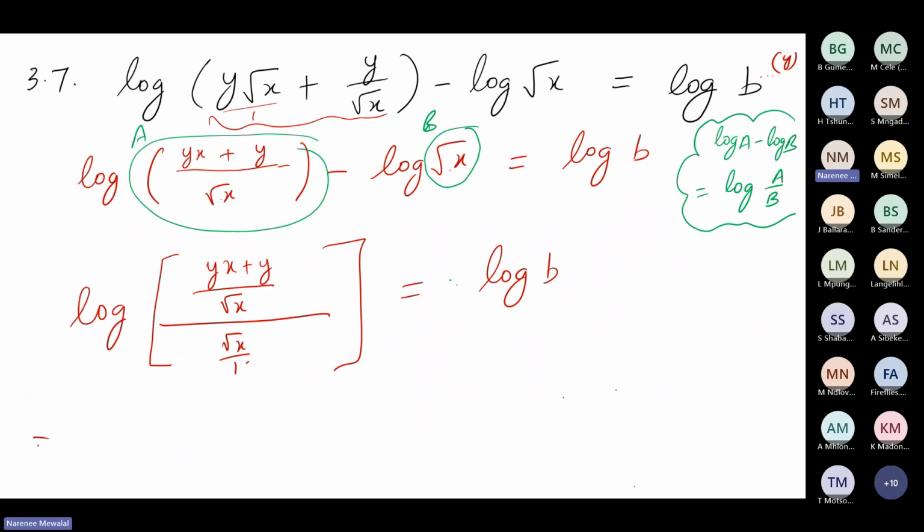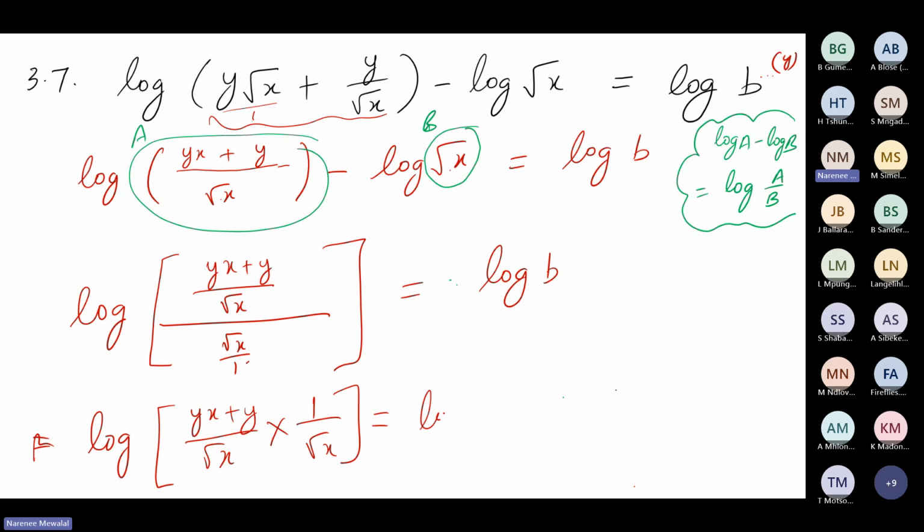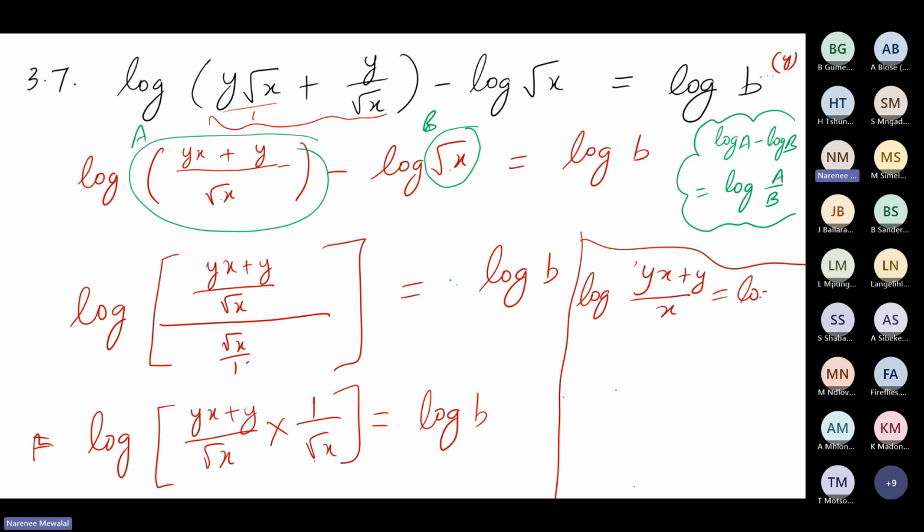So this is now log, we don't put an equal sign there, you're going to get (yx plus y) over root x times, since this was divided by root x over 1, it's times 1 over root x, is equal to log b. At the bottom now, you're going to get root x times root x is x. So you're going to get log of (yx plus y) over x is equal to log b.